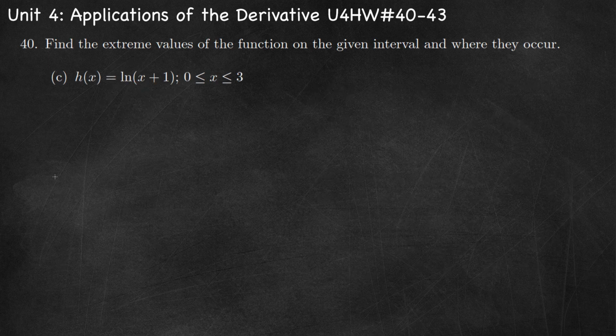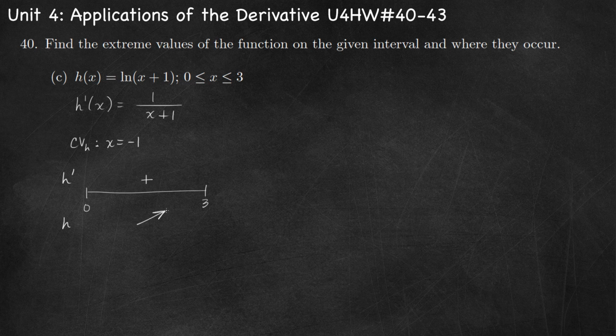Part C, h of x equals natural log of x plus 1, and we're working on the interval from 0 to 3. So we'll find our derivative, h prime equals 1 over x plus 1 times the derivative of x plus 1, which is just 1. So we have critical value for h at x equals -1. -1 is not in our interval. So when we make our sign chart, we're just going to go from 0 to 3, and there are no critical values in that interval. We'll pick a test point of +1, and when I put that back into h prime, I get positive, which tells me that my function h is increasing on our interval.